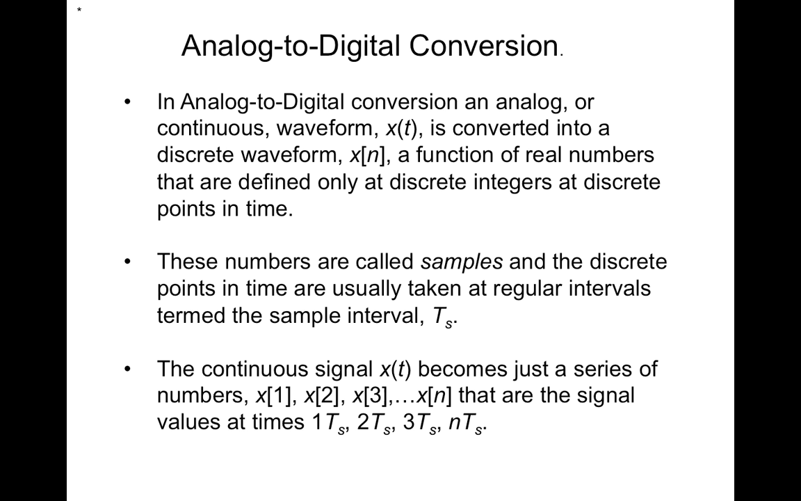Discrete points in time are usually taken at regular intervals, and that's termed the sampling interval, T sub s. Then x of t becomes a series of numbers, and the signal becomes x of n, where n is 1, 2, 3, and so on, all the way up to some maximum. x of 1 would occur at 1 times the sampling time, x of 2 at 2 times the sampling time, x of 3 at 3 times the sampling time, and so on. So n is literally your number of samples in a data set.